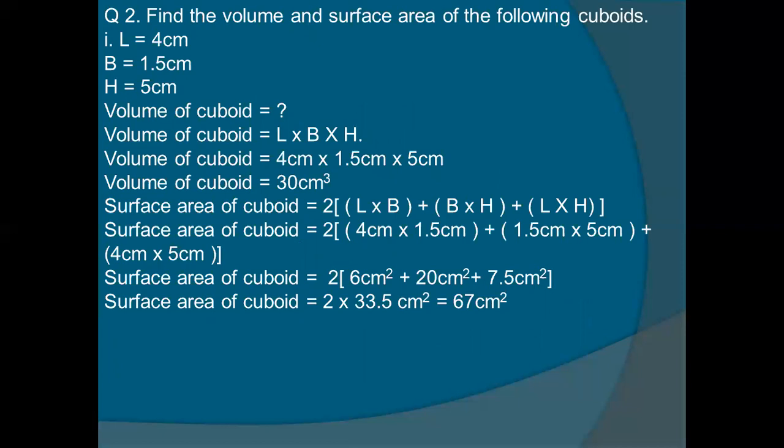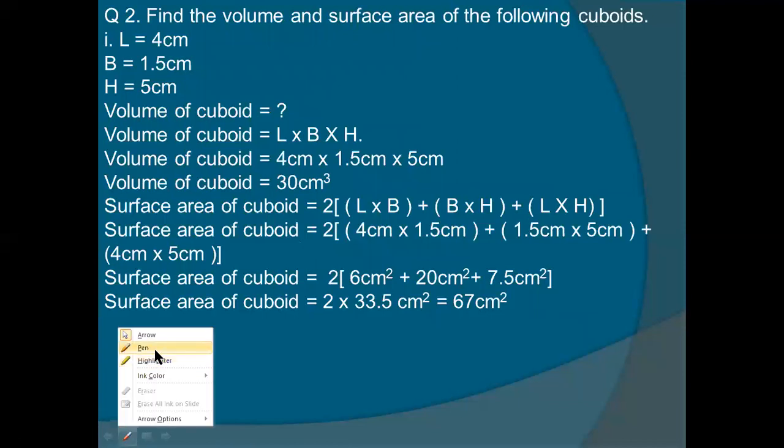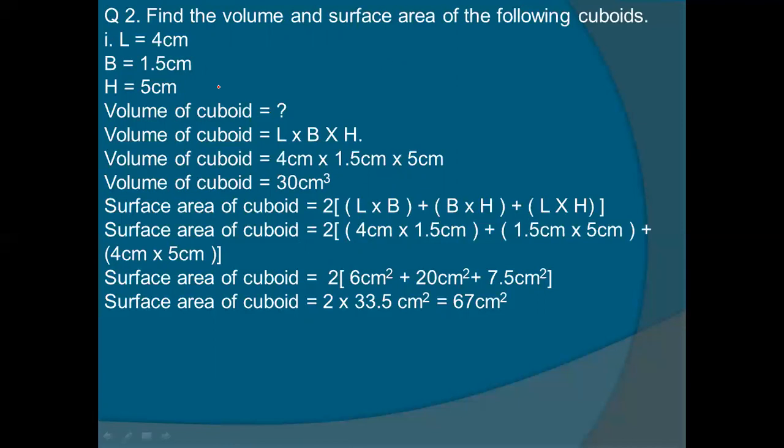So, dear students, in question number 2, we have to find the volume of the cuboid and the surface area of the cuboid. Dear students, here we are given length 4 centimeter, breadth 1.5 centimeter, and height equal to 5 centimeter. In a similar way, volume of the cuboid we will write equal to length multiply breadth multiply height. Here length 4 centimeter, breadth 1.5 centimeter, and height 5 centimeter. After multiplication, it is exactly equal to 30 cubic centimeter.